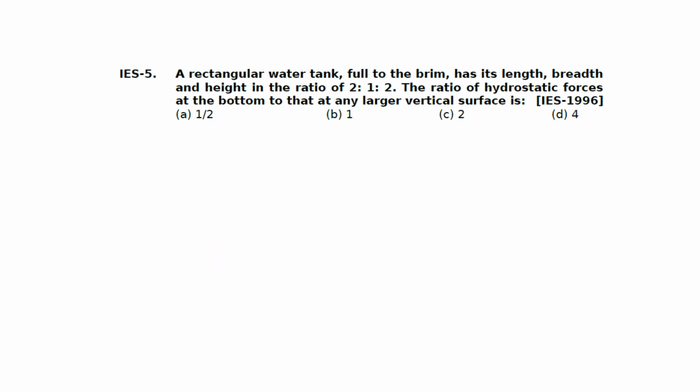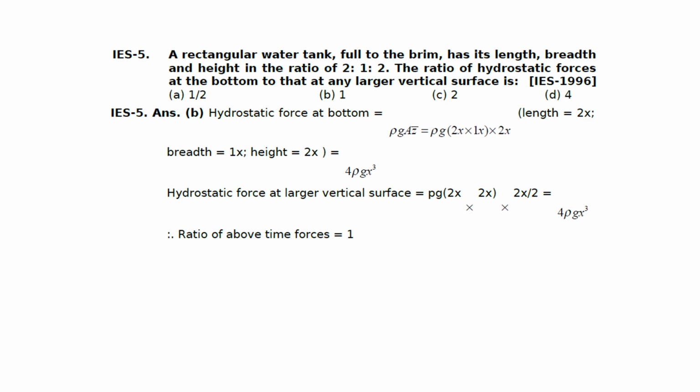Okay, next question. A rectangular water tank full of liquid has its length, breadth and height in the ratio of 2:1:2. Find the ratio of the hydrostatic forces at the bottom to the larger vertical surface. This question is like the previous question. First we have to calculate the hydrostatic force, that is F_H, so rho g A x bar.